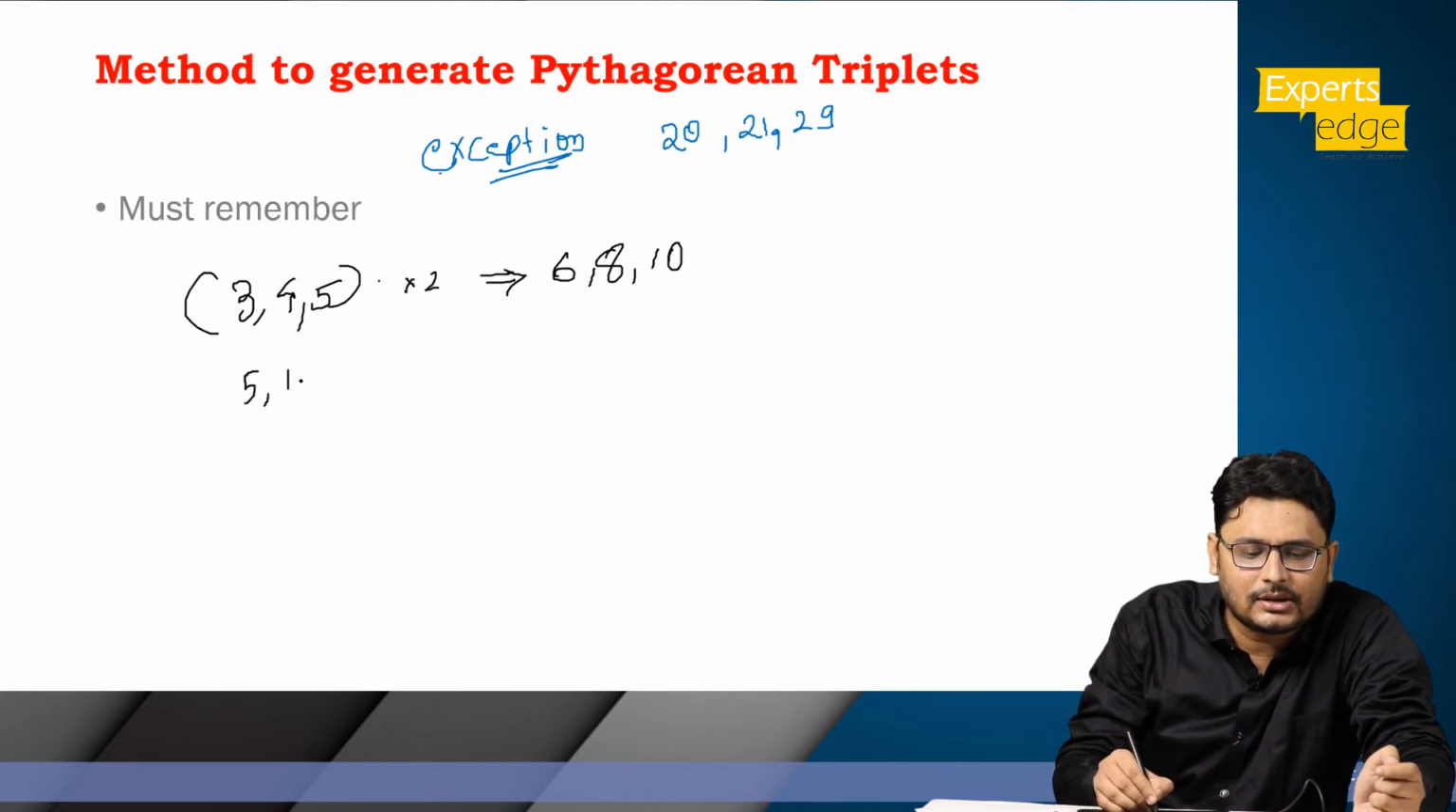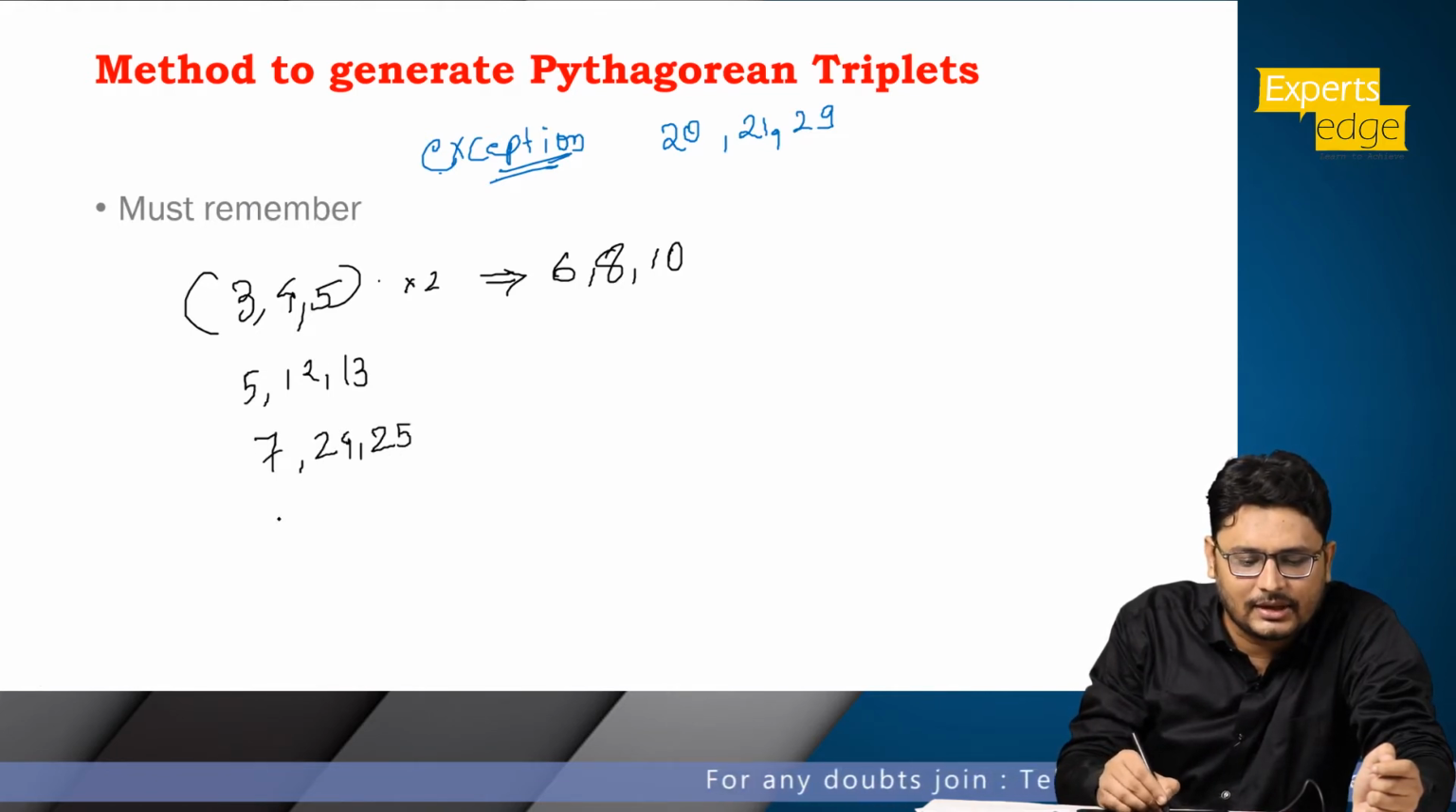Similarly, second is 5 12 13, right. Another is 7 24 25. Must remember this. 8 15 17, right.